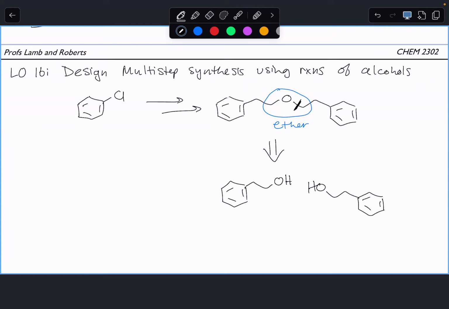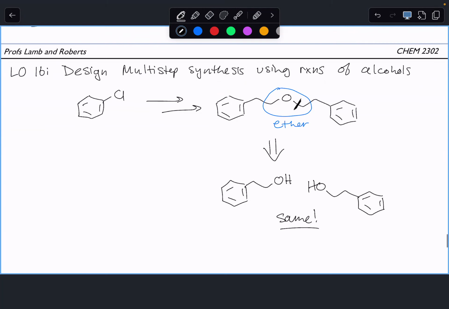I could make this ether from this alcohol. These are the same. That's great. Symmetrical molecules make our life easier. Also, these alcohols are primary. So that's great. This reaction works because it would be two primary alcohols forming an ether, right?